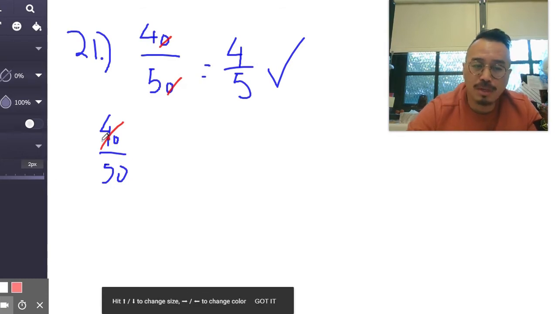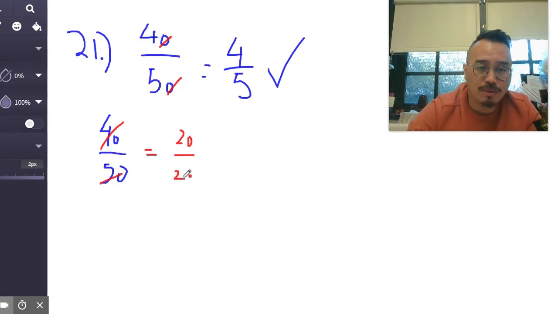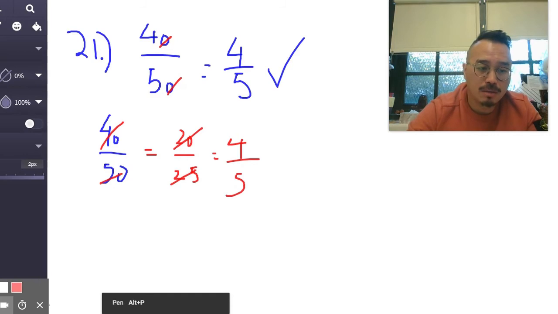So what I'm going to do is this. I'm going to reduce it by 2. So 40 over 2 is 20. Right? 50 divided by 2 is 25. And then you can go again. What can go into both 20 and 25? That's right, 5. So 20 divided by 5 is 4. 25 divided by 5 is 5. Same answer.